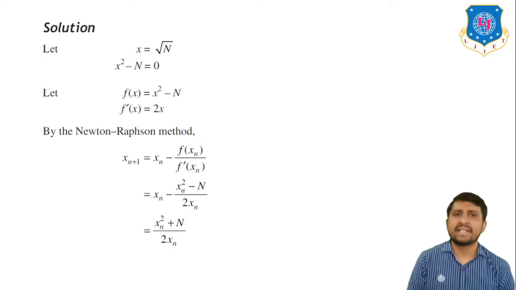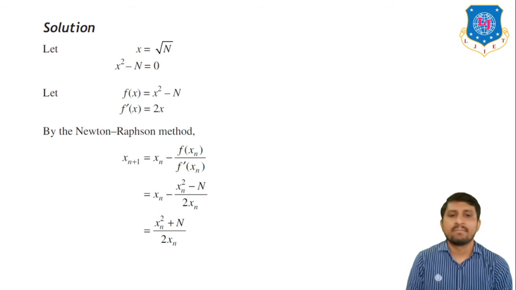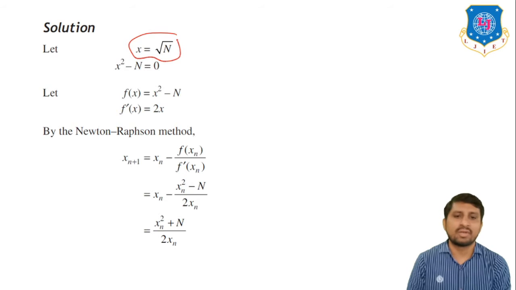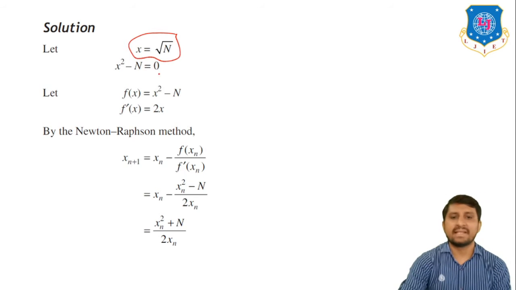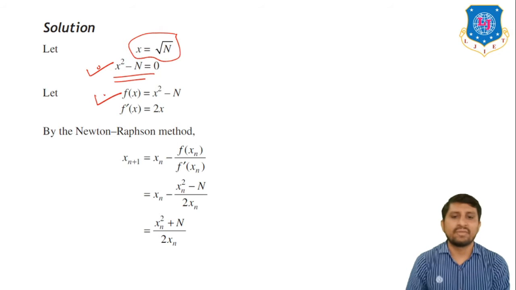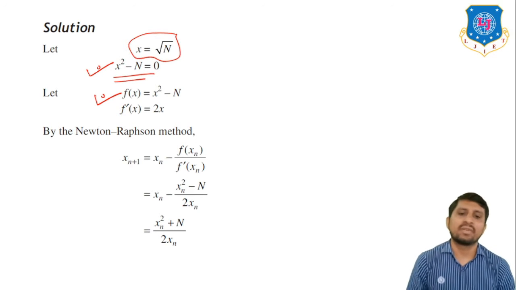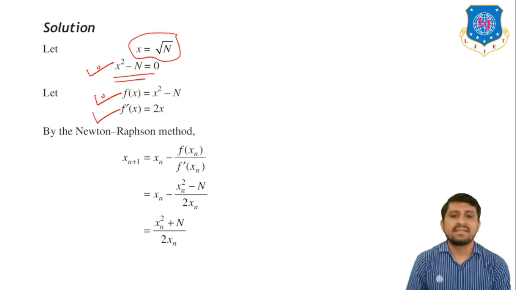So we know the Newton-Raphson method. What is our formula? First of all, because we want to find the iteration formula for the square root of n, let x equal the square root of n. Taking the square on both sides, x square minus n equals 0. So now this is my f of x. F of x is x square minus n, and f dash x is 2x.